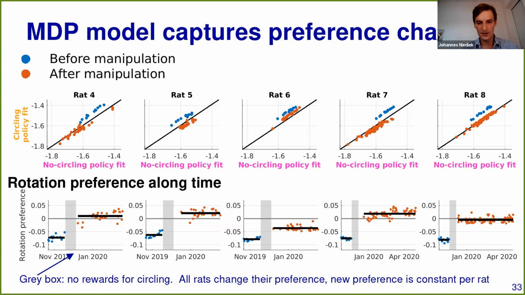And I think what's interesting here is that the new value is quite constant. Once there's this change to the new value, it doesn't change that much anymore. And this constant also is individual per rat. So we have here some individual rat trait.